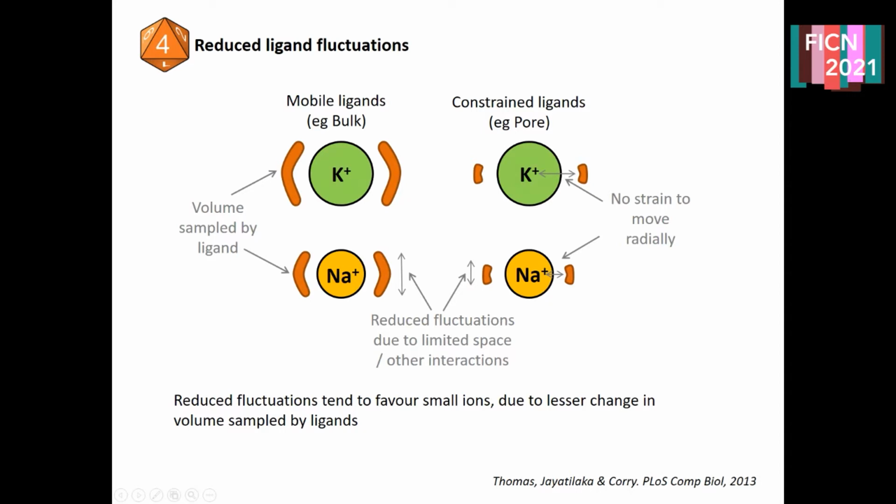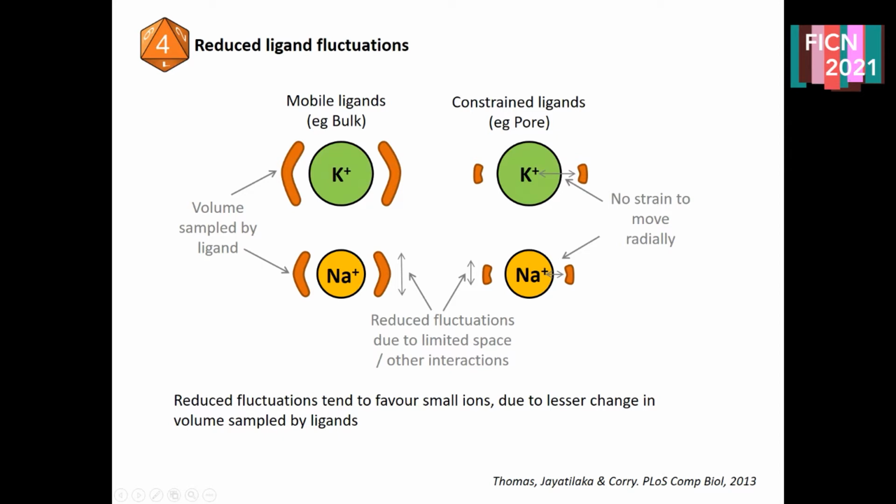But the basic idea here is that if we look at an ion in bulk solution, so imagine we've got potassium in water, if we look at the region that's sampled by that water molecule around the potassium ion, we'll find that it actually moves about and jiggles about with thermal motion in quite a large volume. And so this brown shape is trying to represent that volume that's sampled by the coordinating ligand.